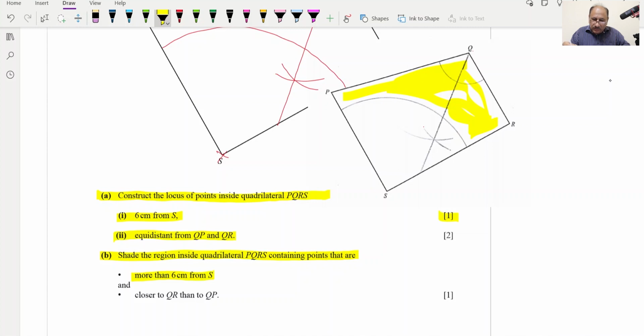Now, another condition is closer to QR than QP. So closer to QR, so closer to this side than this side. For that one, we will be shading only this portion. Only this portion will be outside S and closer to QR than the other side. So I'm shading on the accurate drawing so that you can figure out properly everything.